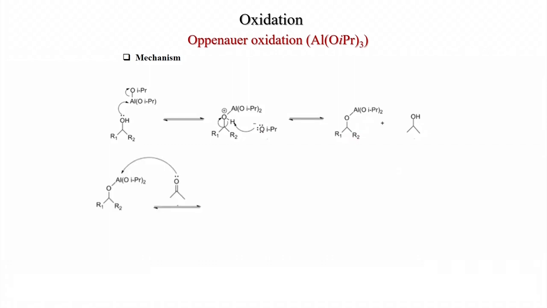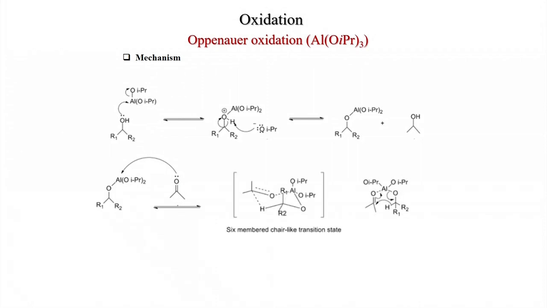And now this intermediate again, this aluminum can bind with the acetone or other ketone, and when it binds, this binding enhances the electrophilicity of the acetone moiety. Now, aluminum is binding with the alcohol oxygen through the aluminum-oxygen bond, and also binding with the acetone. So, this is the acetone, this is also binding with the aluminum. And now, it can stay in a 6-membered chair-like transition state, and now the hydride delivery will take place.